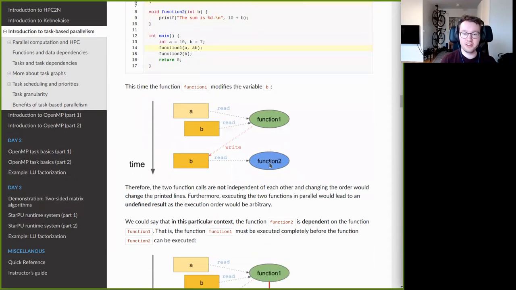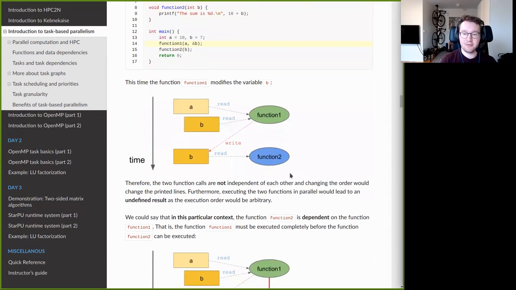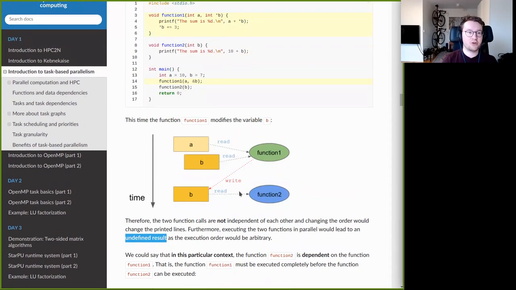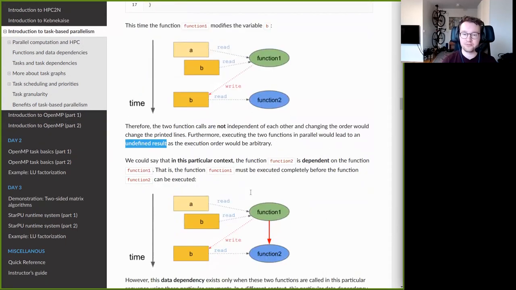And if we attempt to do this in parallel, then we will actually have a situation where the result is not defined, because depending on whatever order these functions have been executed, or if they're actually executed in parallel, you will get a different result. So you cannot really guarantee what sort of results you're getting out of your program.